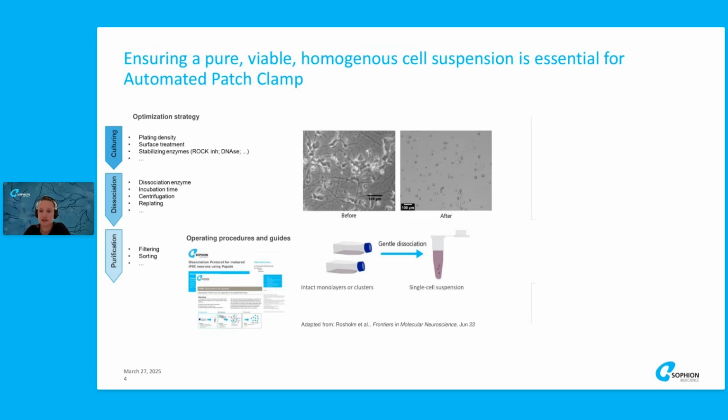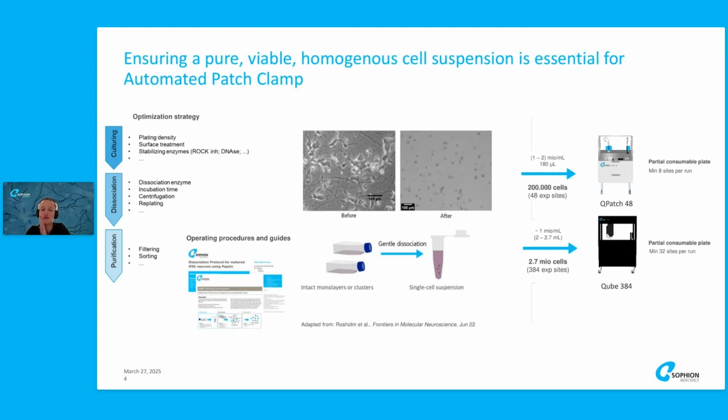Once you have a good cell suspension, you can add it to the automated patch clamp instrument of choice. In this case, we worked with two instruments. On the first, the minimum number of cells required for a full consumable with 48 experiment sites is 200,000. And on the second, the minimum number of cells required for a consumable with 384 sites is 2.7 million cells. And I think on our newest technology, the third, this has been lowered down to 2 million cells.